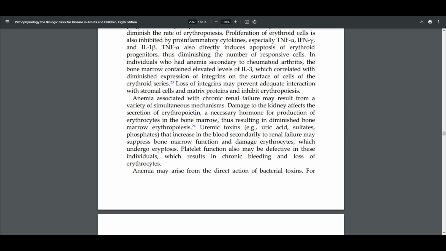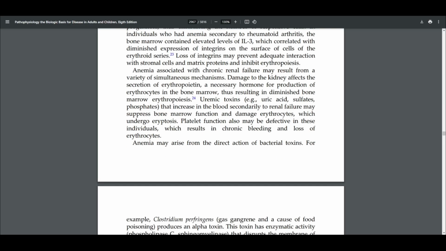Anemia associated with chronic renal failure may result from a variety of simultaneous mechanisms. Damage to the kidneys affects the secretion of erythropoietin, a necessary hormone for production of erythrocytes in the bone marrow, thus resulting in diminished bone marrow erythropoiesis. Uremic toxins that increase in the blood secondarily to renal failure may suppress bone marrow function and damage erythrocytes, which undergo hemolysis.